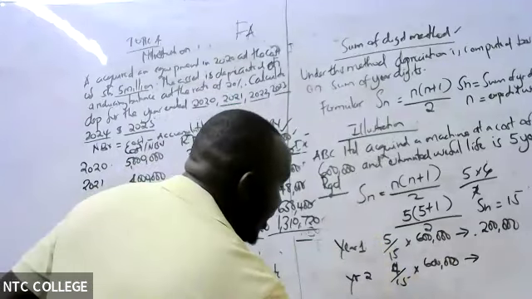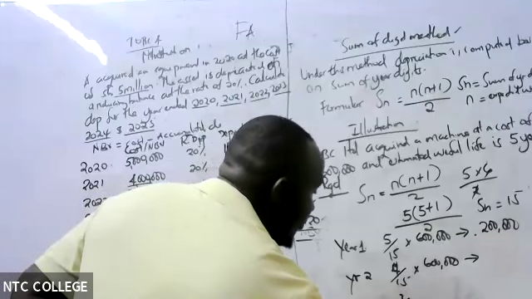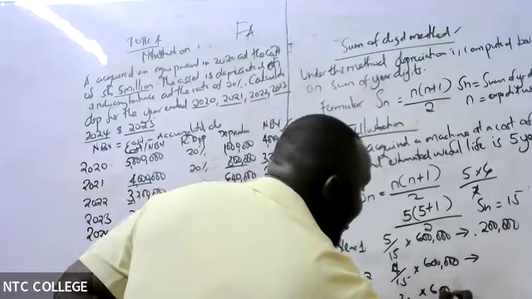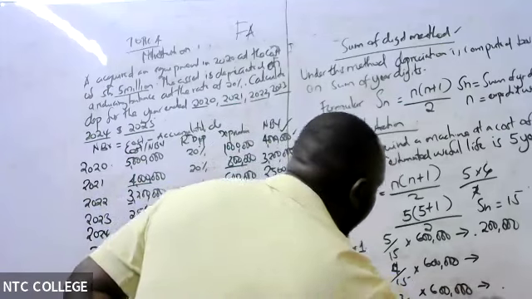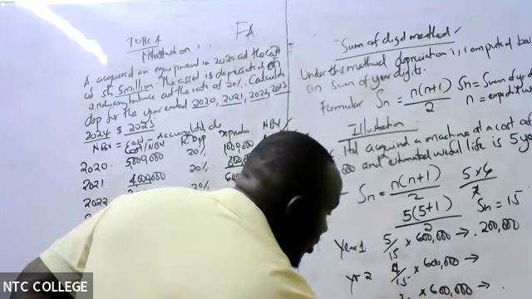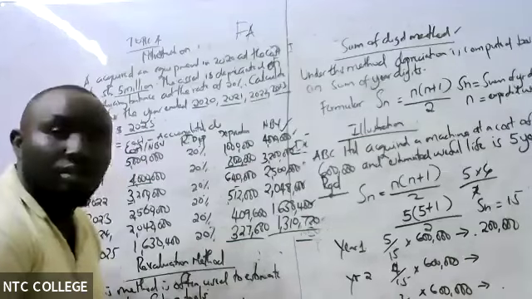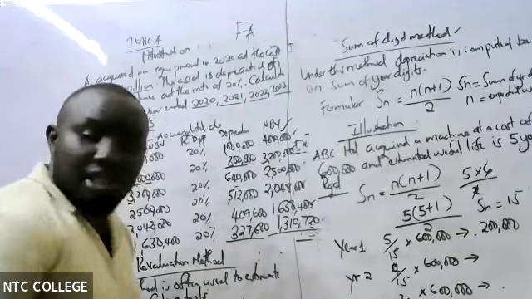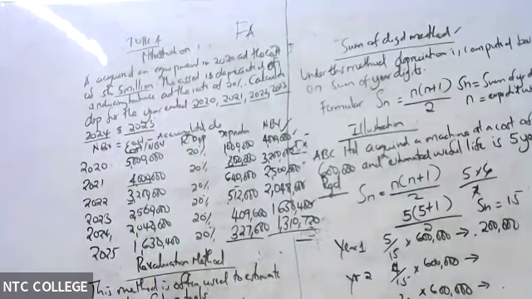Then you have year three, 3/15 times 600,000. Then you have year four, that should be 2/15 times 600,000. Then you have that, which cannot be seen. Let me wrap this other end.